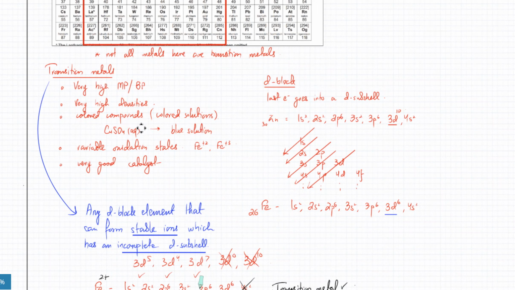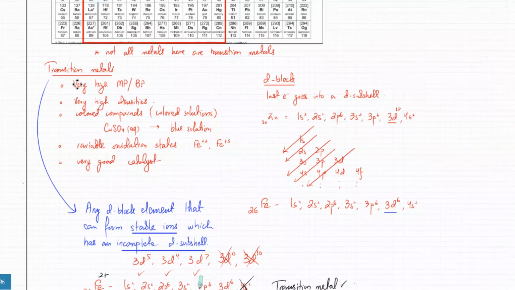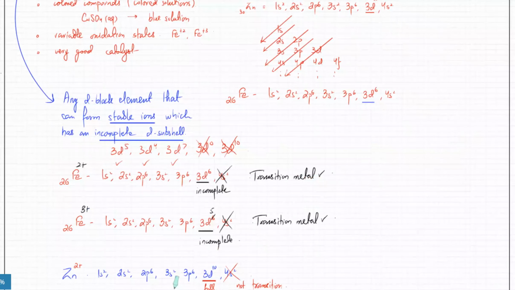So not all of them form colored compounds. Not all of them have variable oxidation states. Zinc and scandium were one example. So transition metals were any D block element that can form stable ions which have an incomplete d subshell. So it's not the electronic configuration of their atoms, it's their ions. Their ions must have these incomplete d subshells.